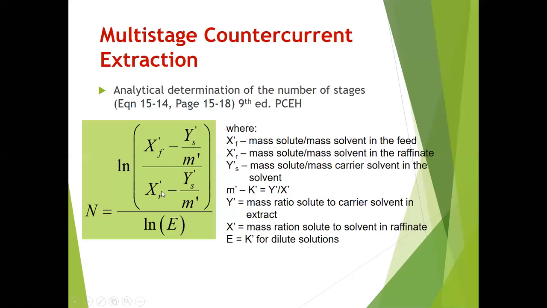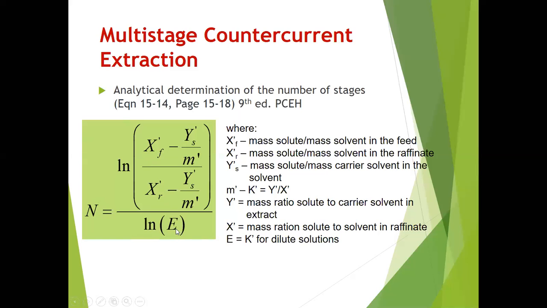So this is the formula available in your Perry's Chemical Engineers' Handbook, the 9th edition that is. In my previous batches, I was using a different formula that still has the S and the F in it. Now I'm using what is available in the 9th edition. So I will explain how you're going to determine the number of stages using the said formula.